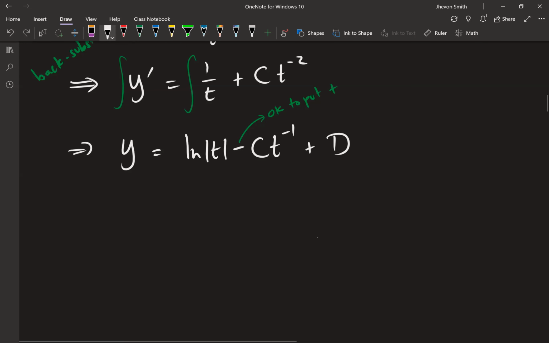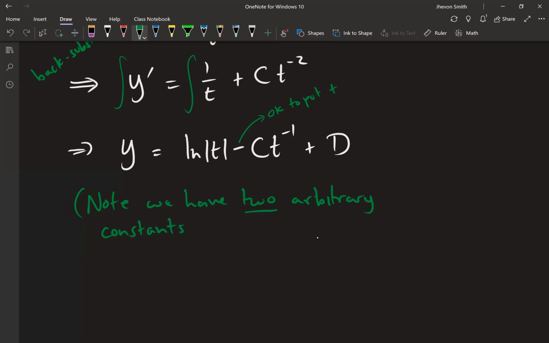So note, and this is something we'll talk about a little bit, we have 2 arbitrary constants. And this is going to be a theme. In general, when we're looking at linear ODEs, the number of arbitrary constants is going to be the same as the order of the equation. So we have a second order, you should expect 2 arbitrary constants. You have a third order, you should expect 3 arbitrary constants, and so on and so forth.